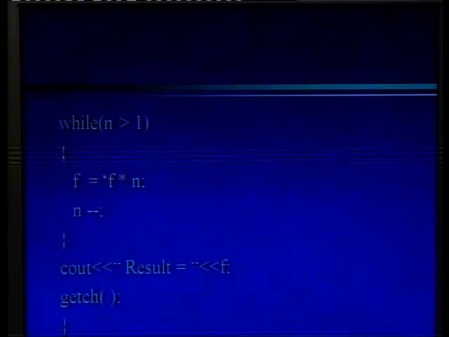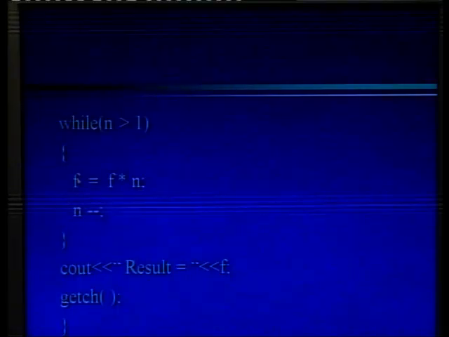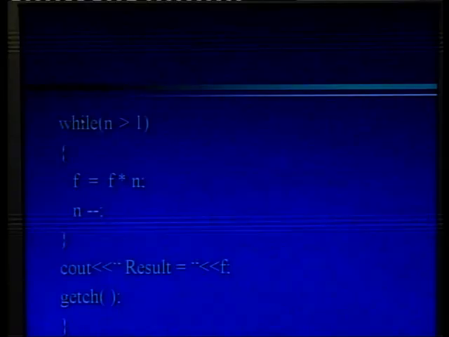Next, 3 is also greater than 1, value of f is 20 into 3, 60, and value of n is 2. 2 is also greater than 1, then value of f is 60 into 2, 120, and the last value of n is 1. 1 is not greater than 1, so condition is false, it will come out of the loop and print result is equal to 120. So the factorial of 5 is 120.